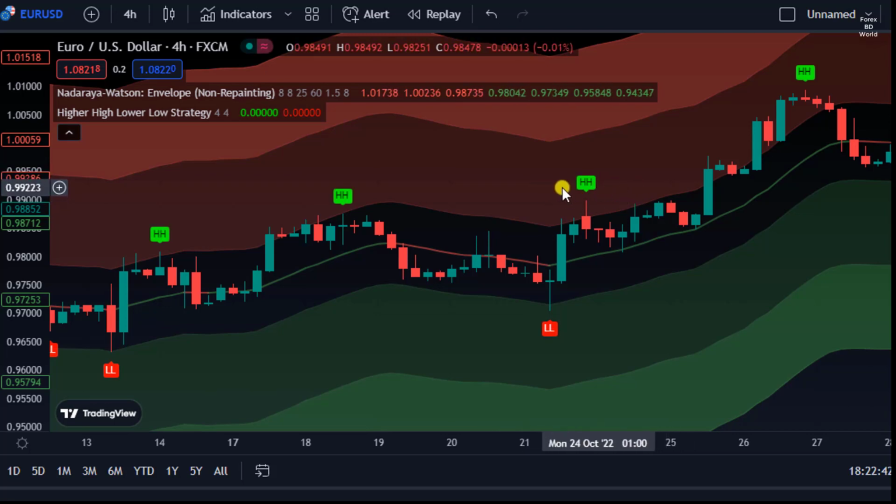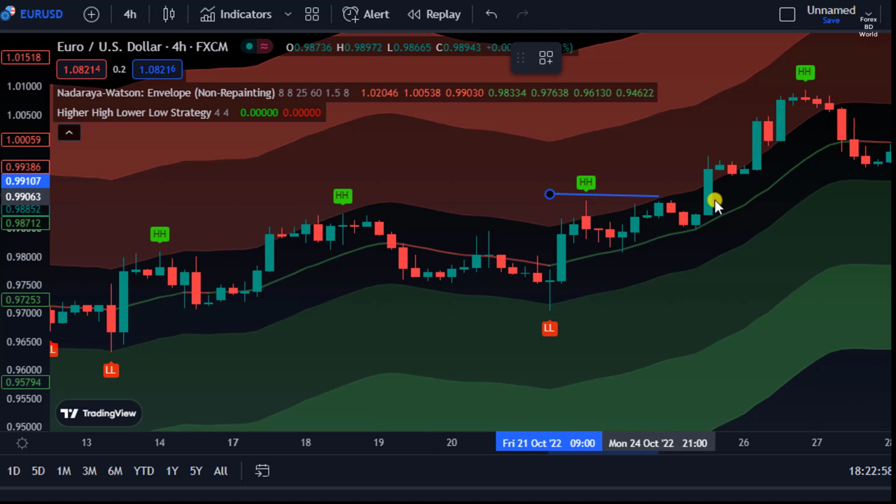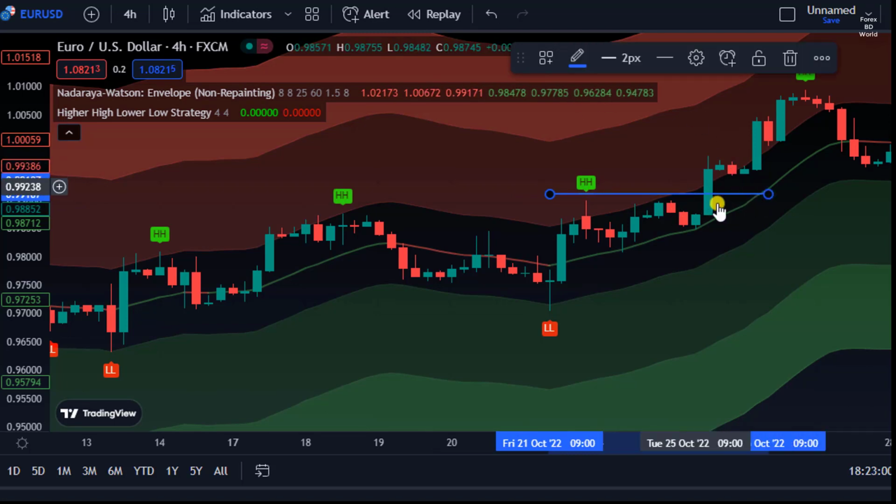That is, we have set up an indicator called higher high lower low. The indicator indicates higher high level and lower low level. Then our last criteria is the market will cross the recent higher high level. If you see such a position, then definitely you can take an entry.